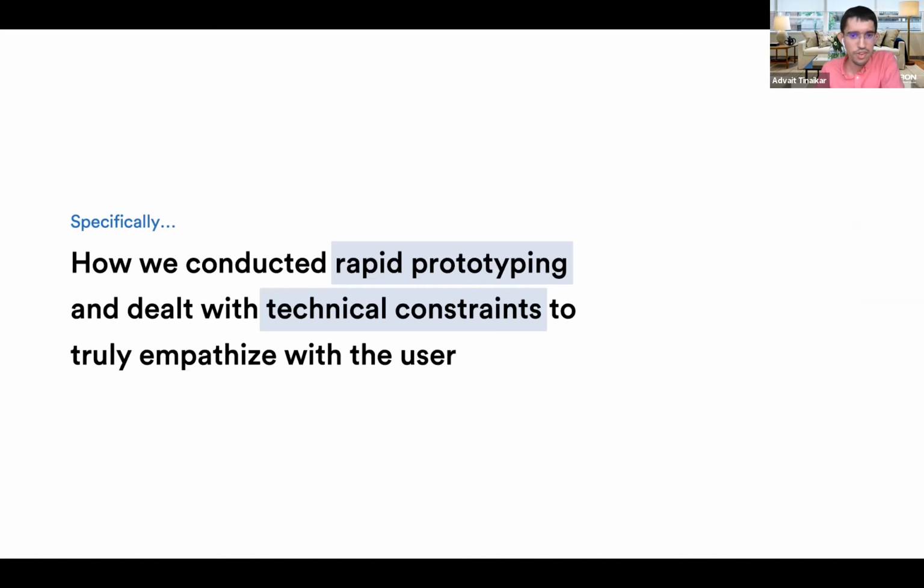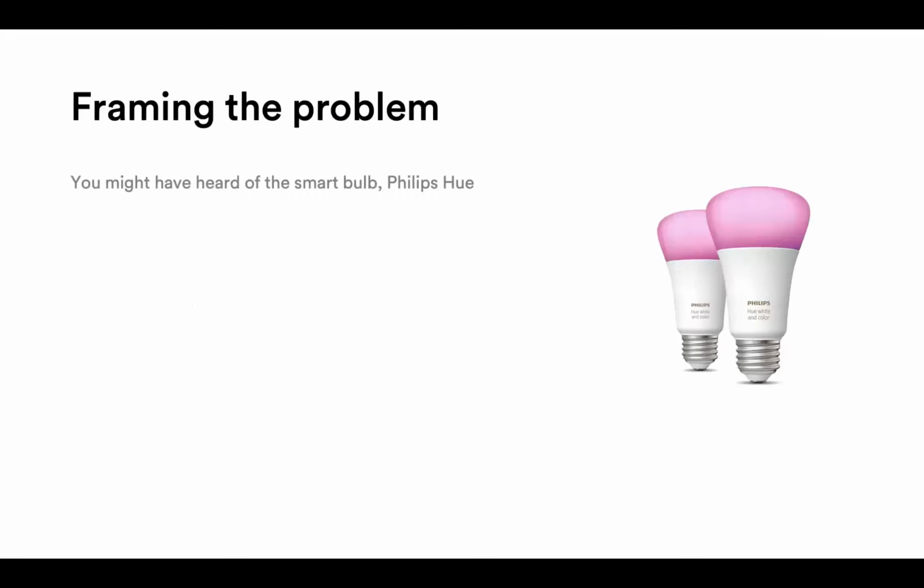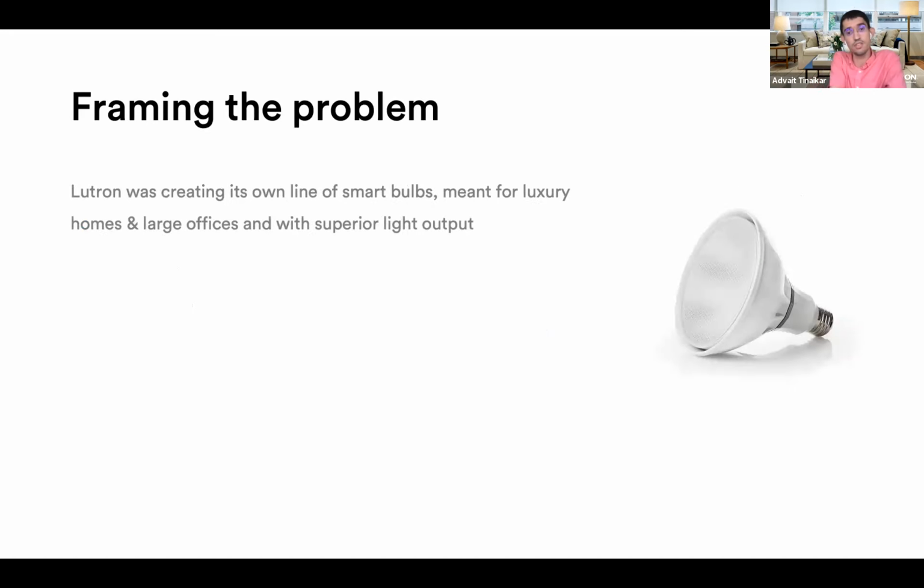Before I dive in, I really wanted to frame the problem that the UX team was brought in on from the business side a couple of years ago. I'm sure a lot of you are aware of the smart bulb Philips Hue, right? Lutron was creating its own line of smart bulbs a few years ago, meant more for luxury homes and large offices. While a Philips Hue could have 10, 15, 20 lights, we're talking about 100, 200, or even more lights in the range that Lutron was creating, with far superior light output. Because it's for such large-scale homes and large offices, it was meant to be sold to our installers only. So it's not a B2C product, it's more B2B.